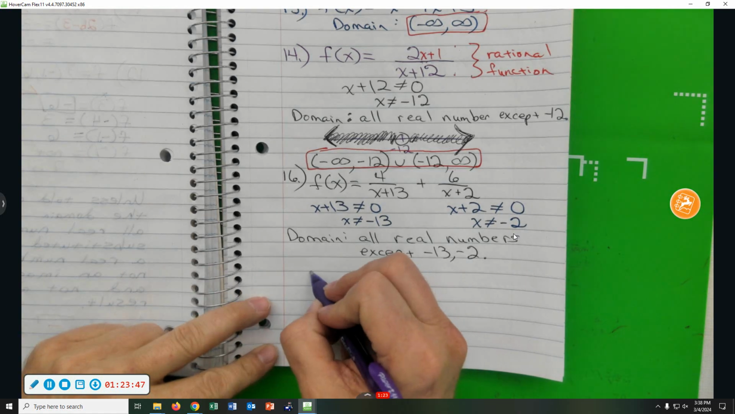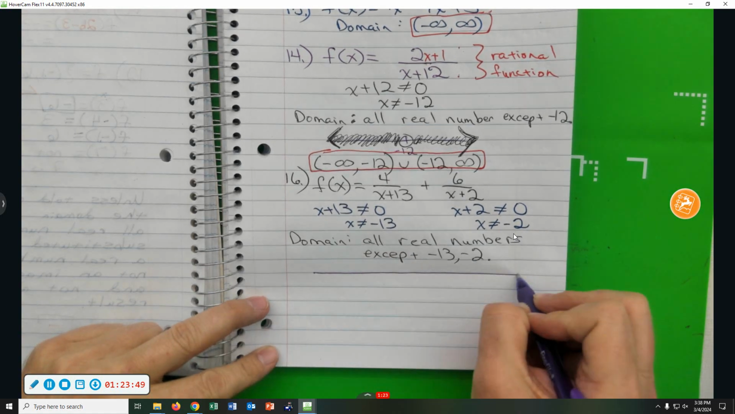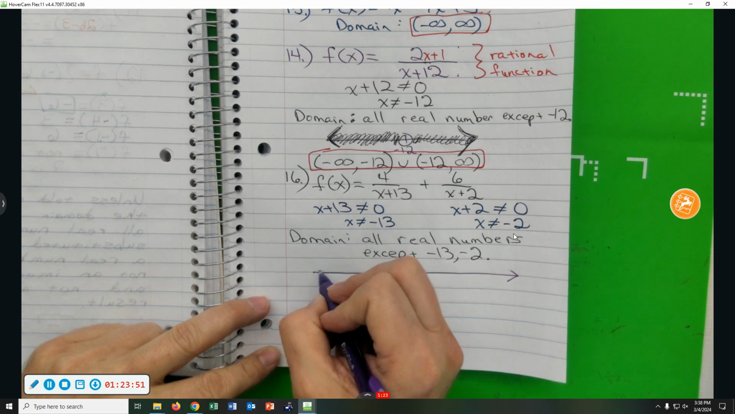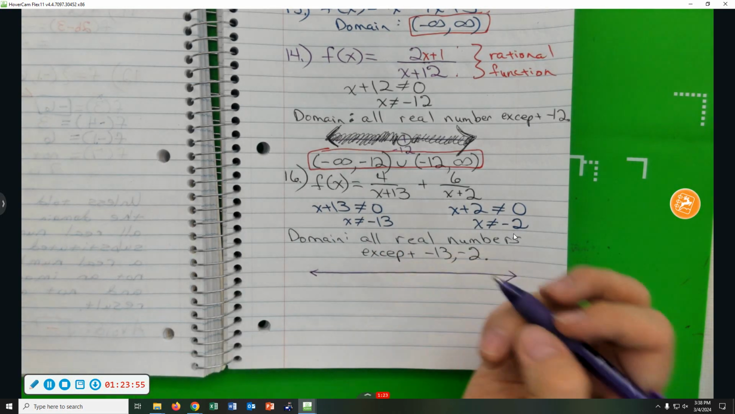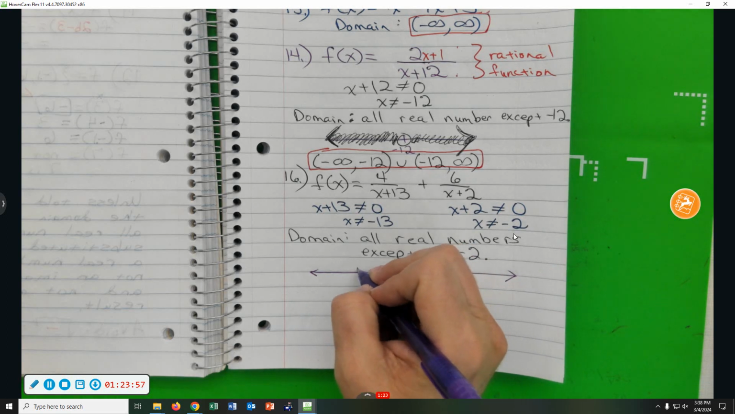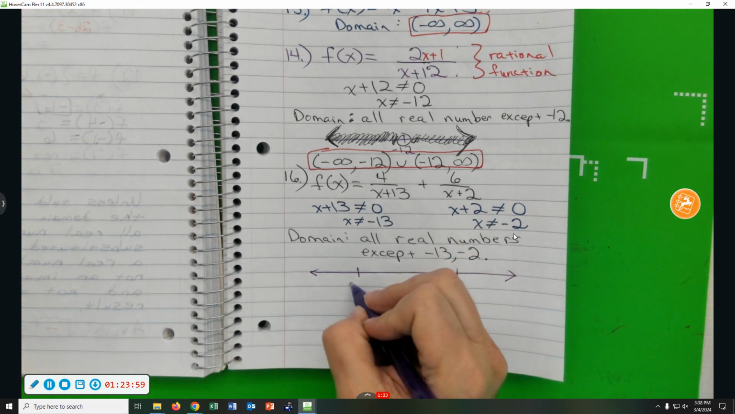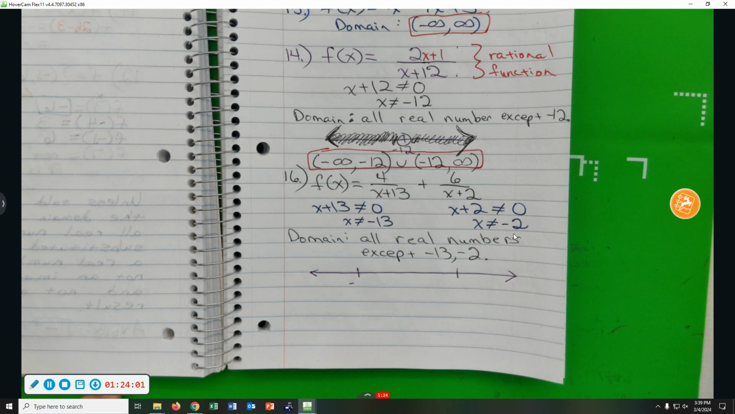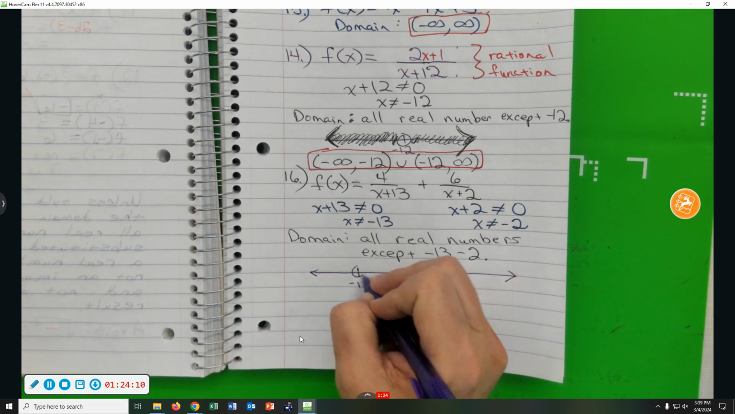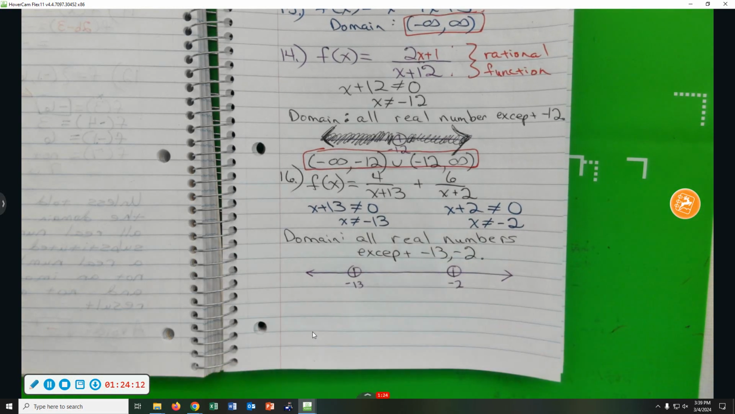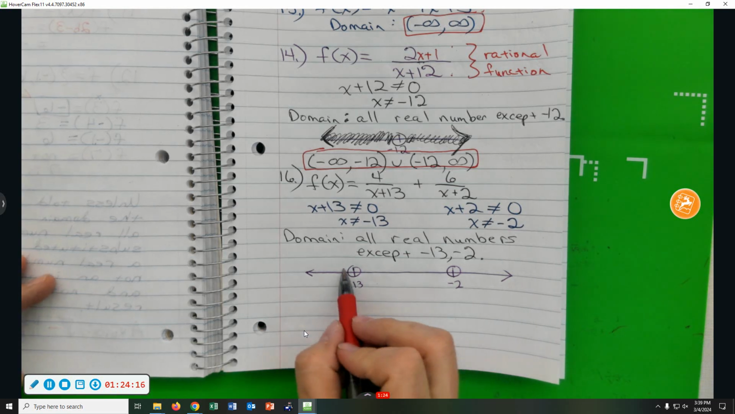So let me see. Y'all see the interval notation in your head? Draw the number line, put open circles at negative 13 and negative 2. Remember which one is bigger, negative 13 or negative 2? Negative 2 is bigger, so it goes to the right. There's negative 13, and we don't want those numbers. But we want everything else.